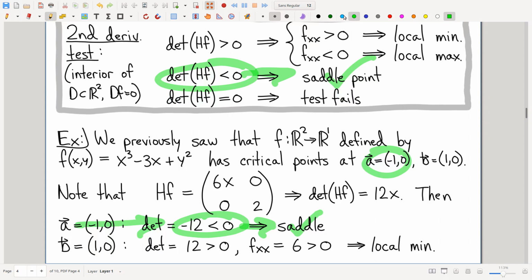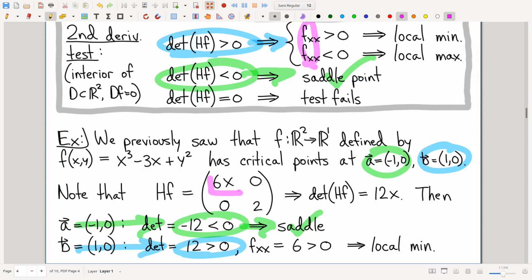Okay. Looking at the second point here. This second point, plug into the Hessian determinant, and you get positive, which means we got to take it a step further. I have to look now and ask, okay, well, what's the value of fxx? Is that positive or negative? Well, again, you can just kind of look, right. There's your fxx.